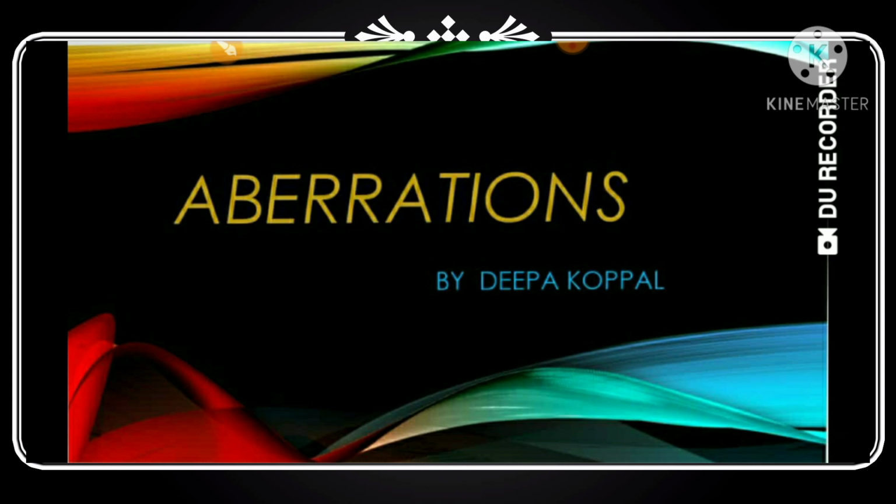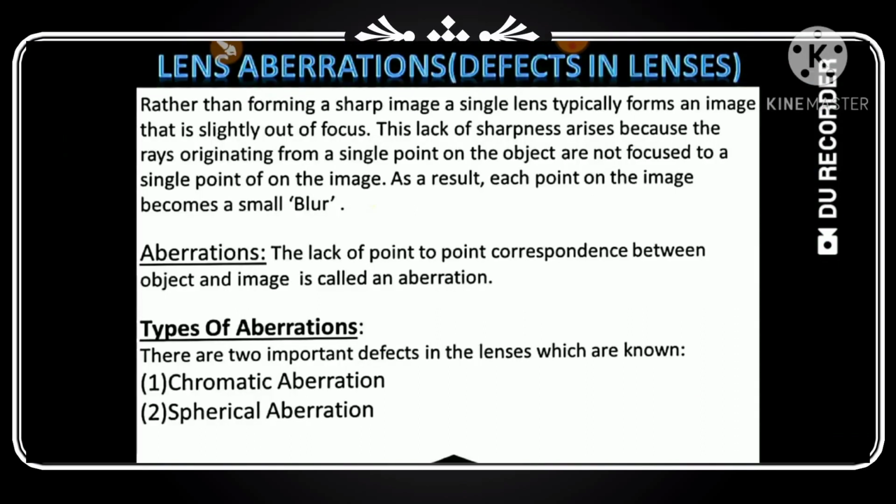But in the case of aberration, what happens? We do not get the image at a single point. We get the image at different focuses. Then we get a small, blurred image. Okay, we have to study this in detail.